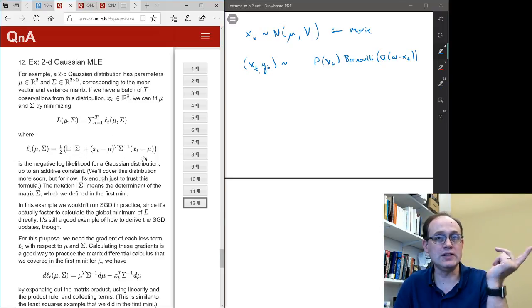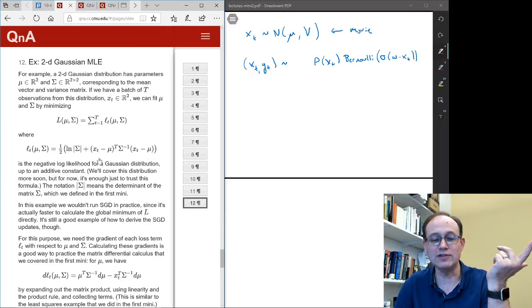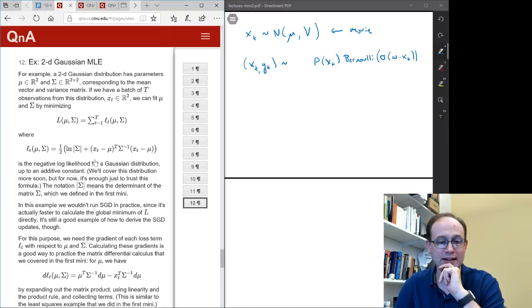There's no reason you should know this form. And in fact, I always wind up looking it up on Wikipedia just to make sure that I get the sign of each one of the terms correct, and to make sure I get the constants correct and all of that sort of thing. But here it is, right? So half of the log determinant of sigma plus a quadratic form that involves sigma inverse and xt minus mu.